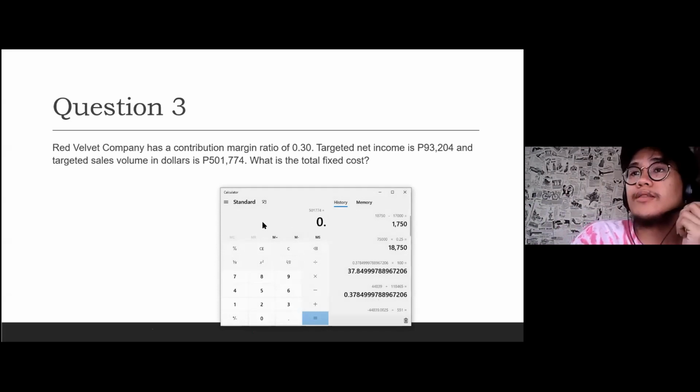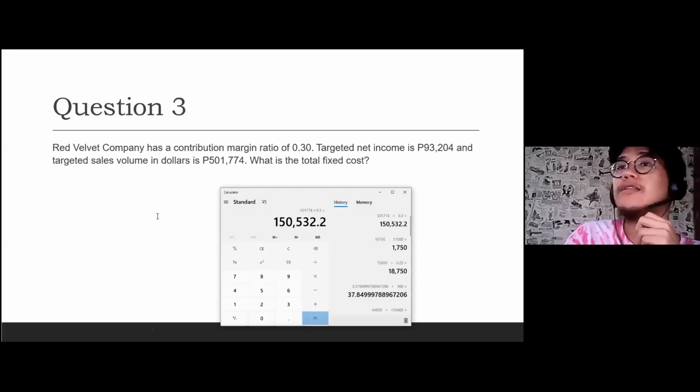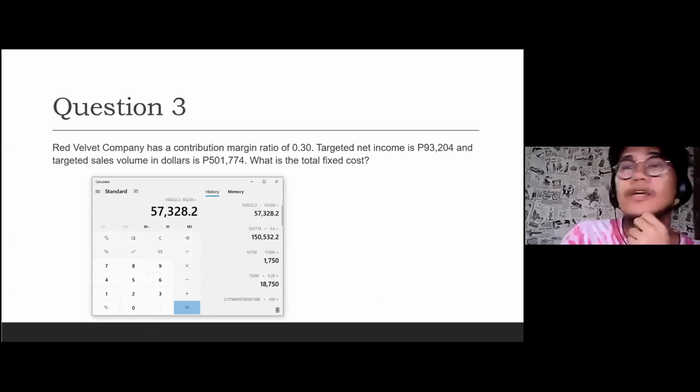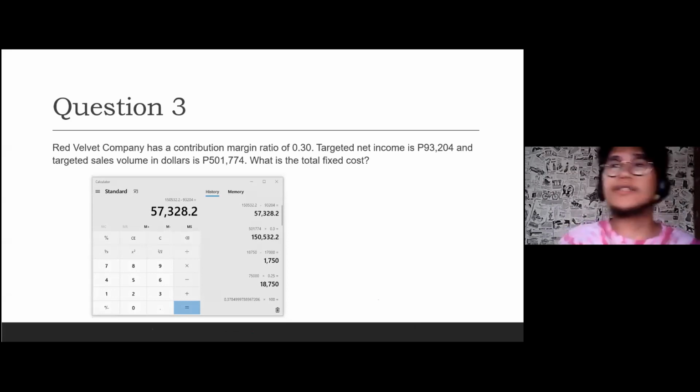Tinimes natin yan sa point 30. So, this is your contribution margin. Tama? And we just deducted the 93,204, which is your net income, no? In order to obtain the total fixed cost. Okay? So, nasundan ba, guys, kung paano natin kinompute?